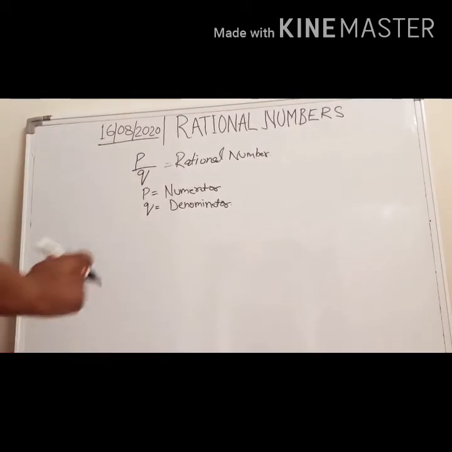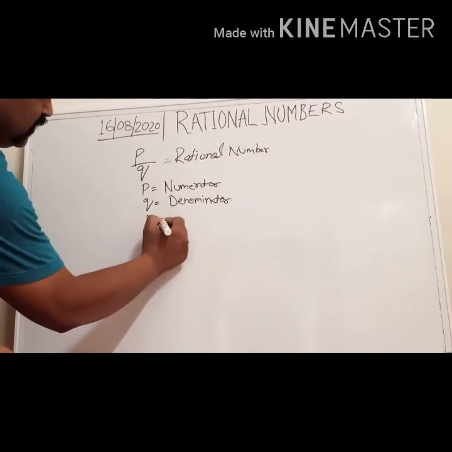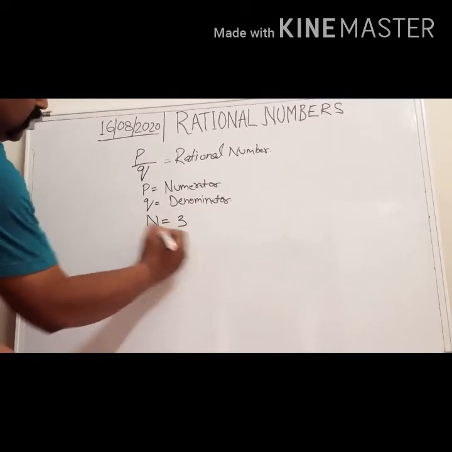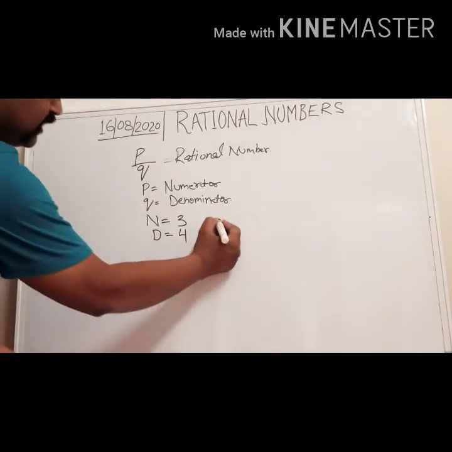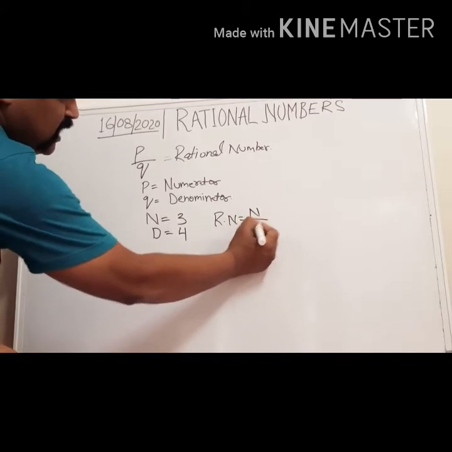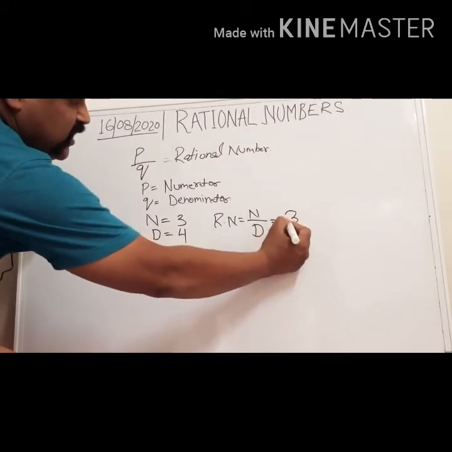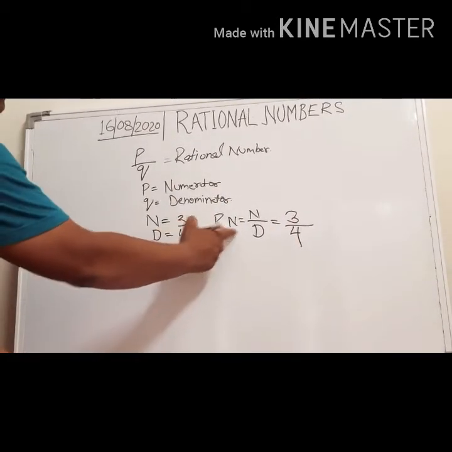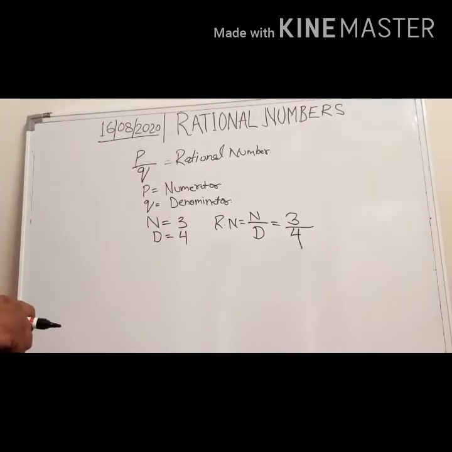How? Let us see an example. Suppose we have a numerator, denoted by n, that is 3, and a denominator that is 4. Now what is the rational number? The rational number becomes numerator upon denominator, so this is 3, this is 4, and our rational number becomes 3 by 4. 3 by 4 is the rational number.